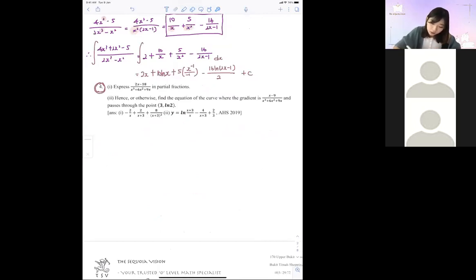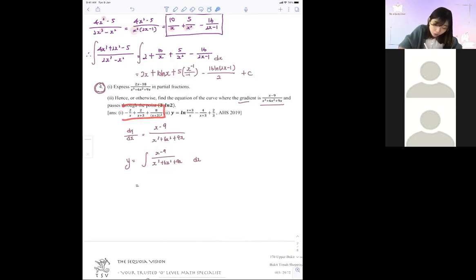Okay. When they say that the gradient is this one, be careful. So dy over dx is equal to this. If you want to find the equation, which is y, you need to integrate dy over dx. Okay, then integrating this, there's no way you can use the quotient rule. You need to change it to your partial fractions, the simpler form.